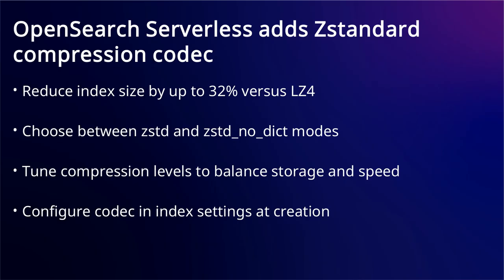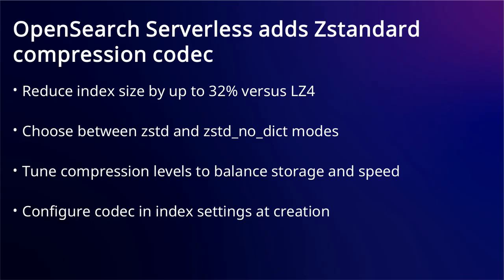Managing storage costs for data-intensive workloads like log analytics, observability pipelines, and time series data can become challenging when index sizes grow. Amazon OpenSearch Serverless now supports Zstandard compression codec to help you control the trade-off between storage costs and query performance. You can reduce index size by up to 32% compared to the default LZ4 codec, directly lowering managed storage costs. You can choose between two standard modes, ZSTD and ZSTD_no_dict, depending on your workload requirements.